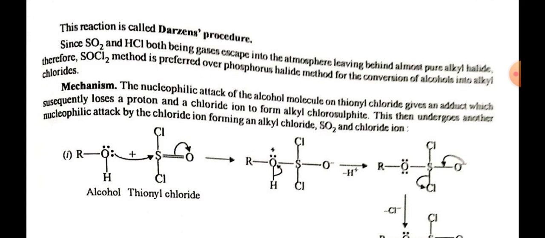Role of a base. What will the base do? Pyridine catalyzes this reaction in the following two ways. First, it neutralizes HCl produced in the first step, favoring the formation of alkyl chlorosulfide. Second, it helps to pull out chloride ion from alkyl chlorosulfide, thus formed, thereby favoring the formation of products.